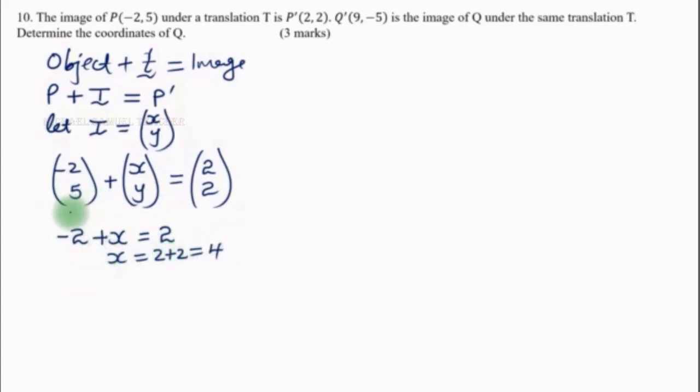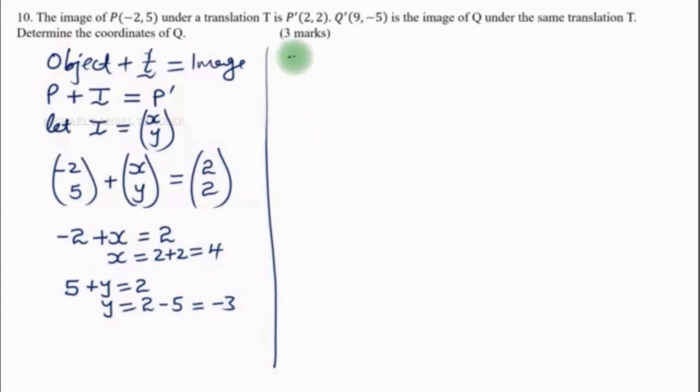And then for y, compare the y coordinates. So we have 5 plus y is equal to 2. Therefore y will be 2 minus 5, which is actually -3. Therefore T will be (x, y), and in our case x is 4 and y is -3.